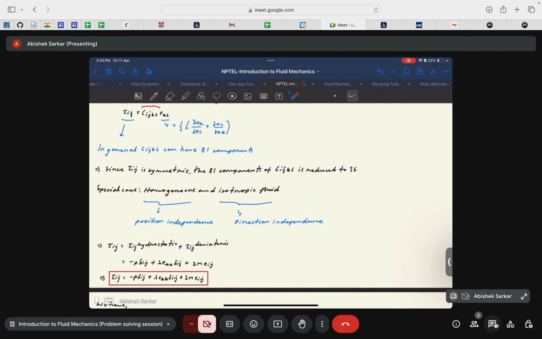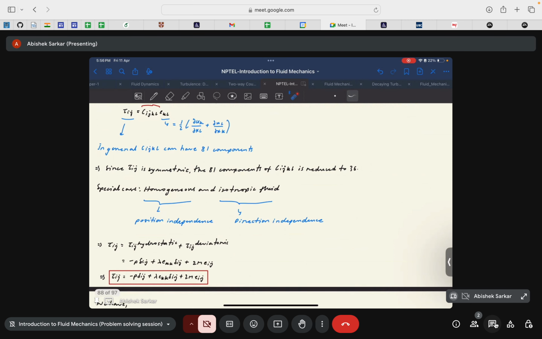These are the two crucial assumptions taken by Professor Chakraborty, and given these assumptions, he simplifies the form of Cijkl as a product of Kronecker delta functions. Let me reintroduce the Kronecker delta function. It is represented as delta ij, where delta ij is equal to 1 if i is equal to j, and equal to 0 if i is not equal to j. This is the formal mathematical definition of the Kronecker delta function.